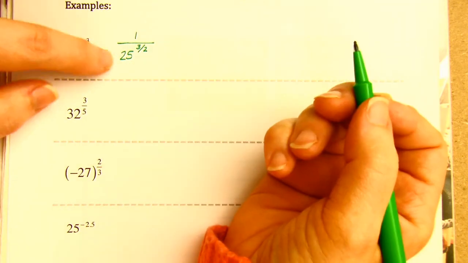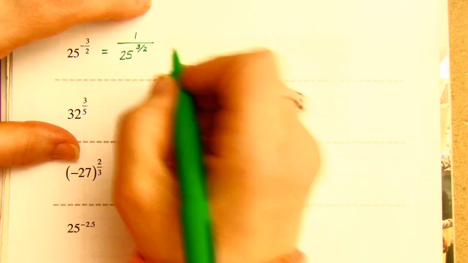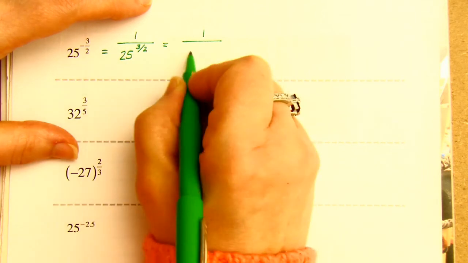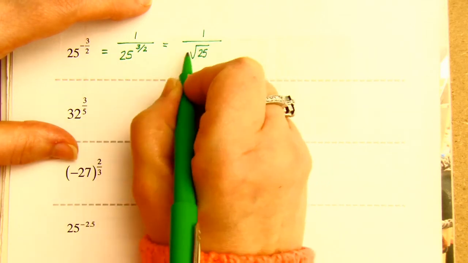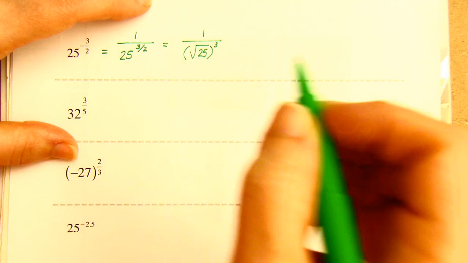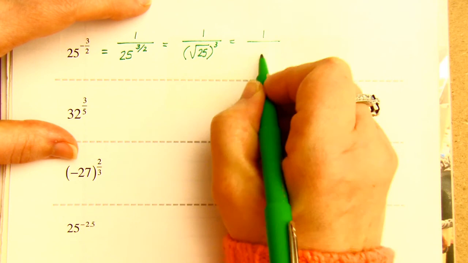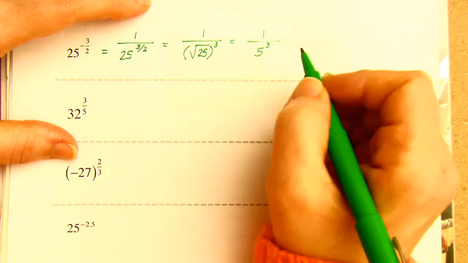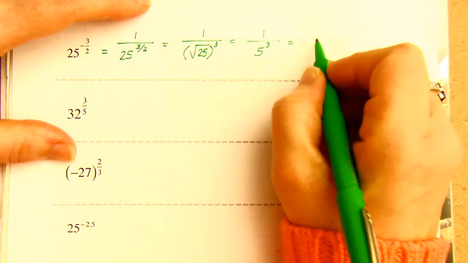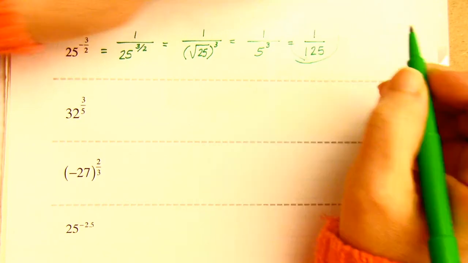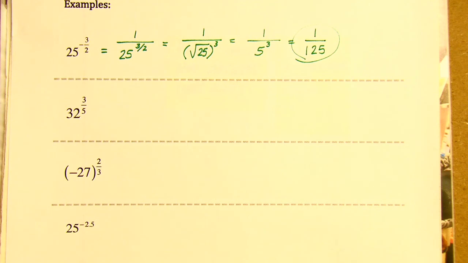Now I'm going to convert this. Remember, this is power over root. So this is 1 over the square root of 25 cubed. Well, the square root of 25 is 5, so this becomes 1 over 5 cubed. And 5 cubed is 125. So my final answer in simplified form, 25 to the negative 3 halves power, is 1 over 125.